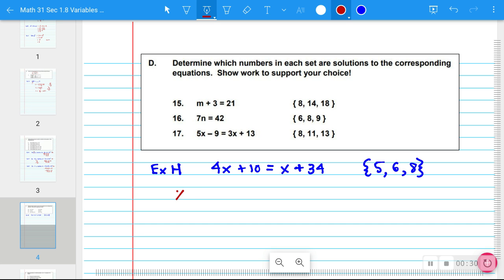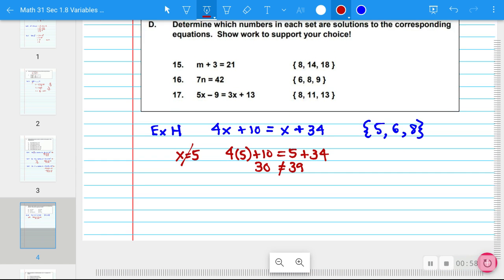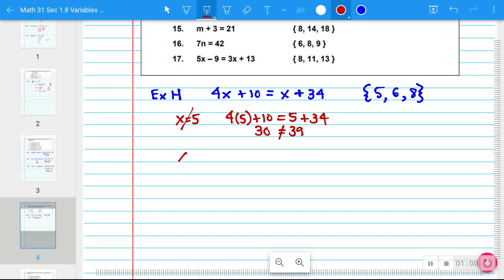We'll start with x equals 5. So we're plugging in 5. The right-hand side gives 39. And the left-hand side, if you do the multiplication first, as you should, gives 30. 30 equals 39, so x doesn't equal 5. That was a bust. So now we're going to try 6.